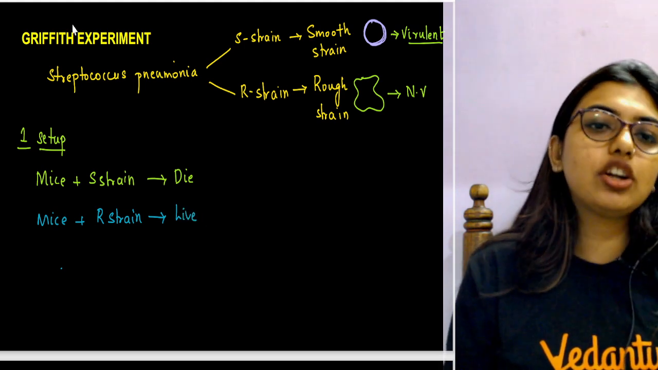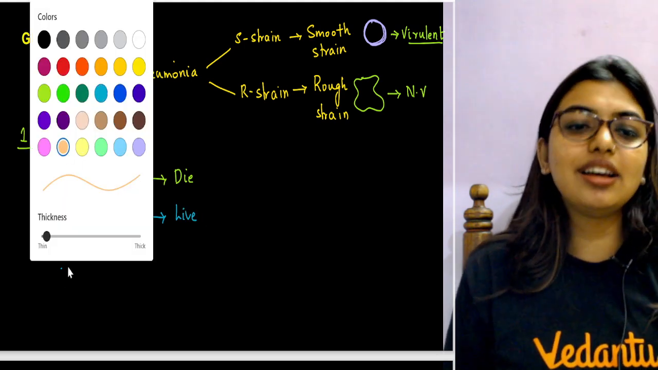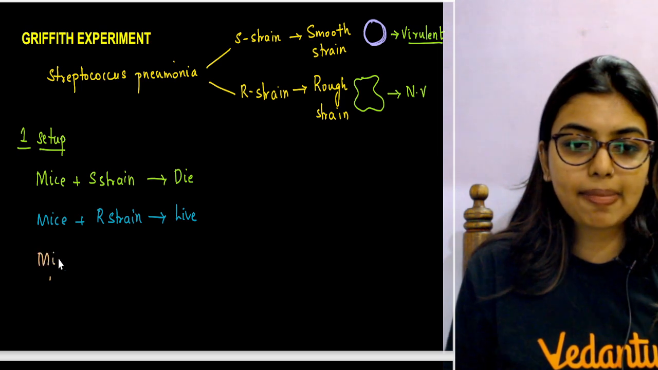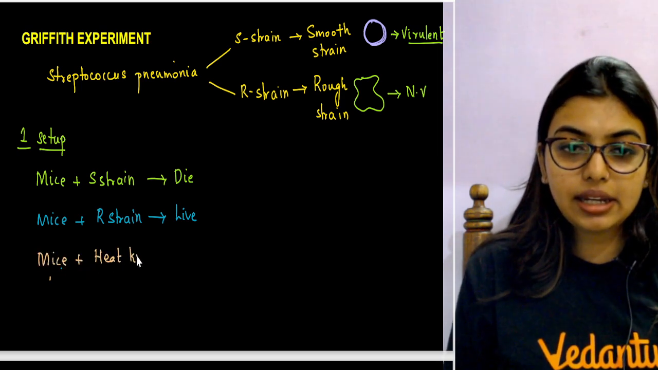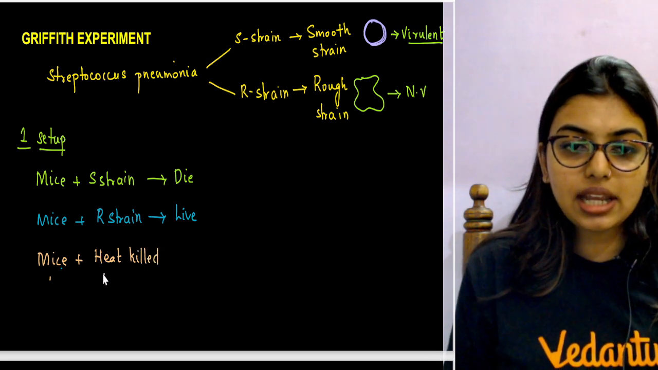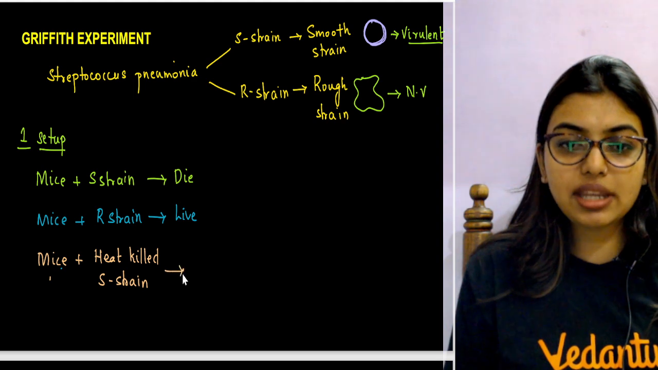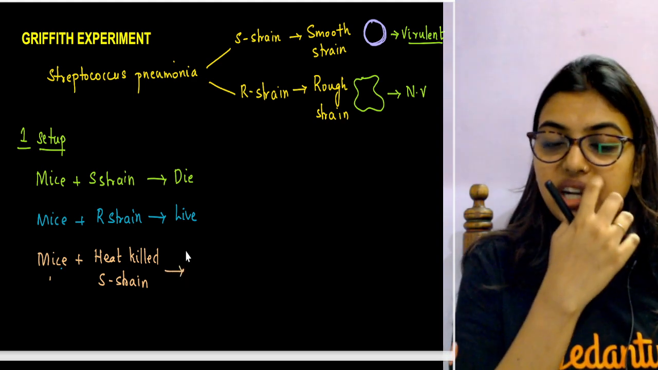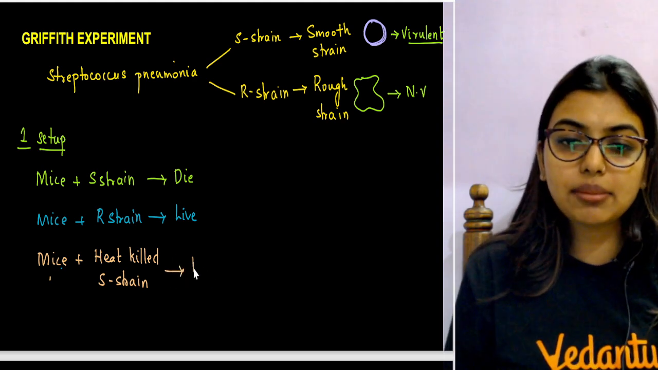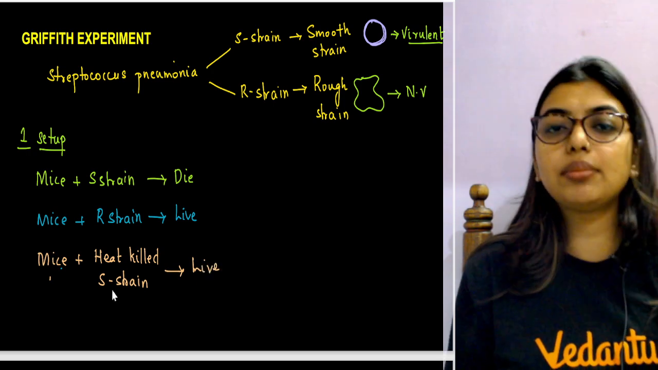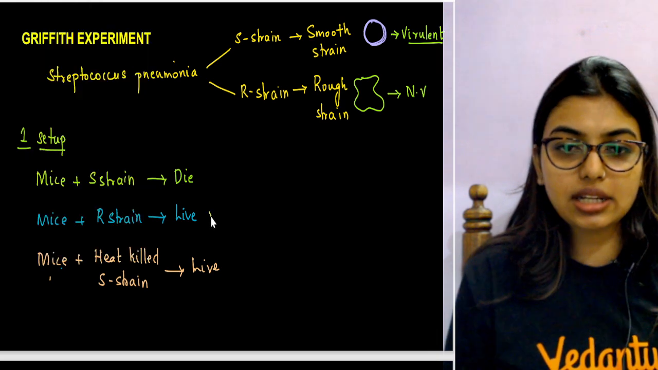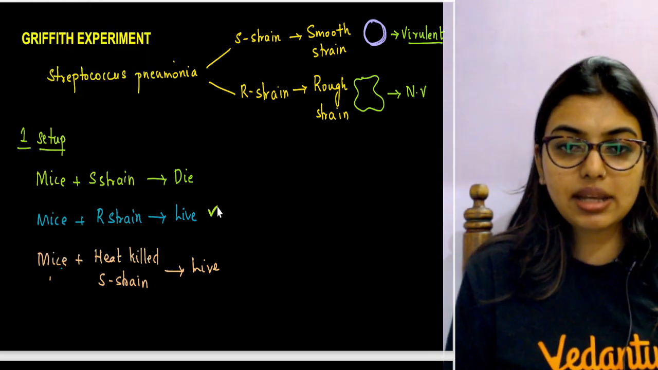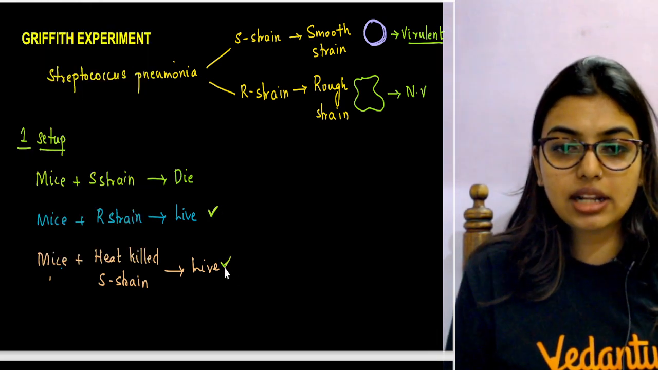Then he thought, let me do one thing. Let me do some masala. So he took a mouse plus he did heat-killed S strain. That means he tried to kill the active part of this S strain that was making it virulent. He heat-killed the S strain and the mouse lived. Then he was like, okay, let me do one thing. Let me take both of the positive results. There is this positive result that let the mouse live and this positive result that let the mouse live.